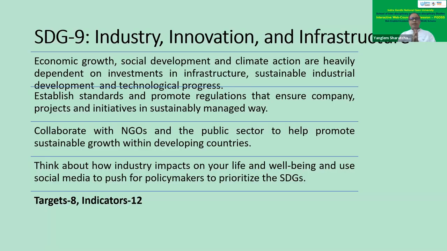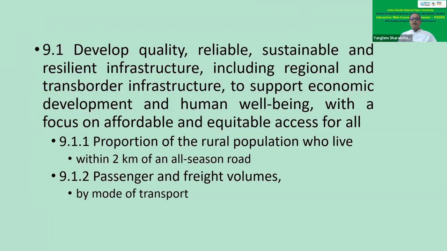So from the SDG perspective, what are the important targets and indicators to achieve SDG 9? To achieve SDG 9, we have 8 targets and 12 indicators. Target 1 talks about developing quality, reliable, sustainable, and resilient infrastructure, including regional and transboundary, to support economic development and human well-being with a focus on affordable, equitable access for all. To look into that, two important basic indicators are the proportion of the rural population who live within 2 kilometers of an all-season road. See, here comes your road infrastructure.